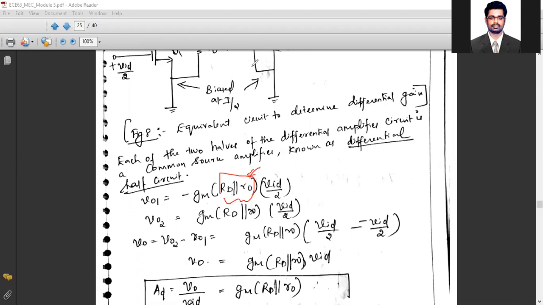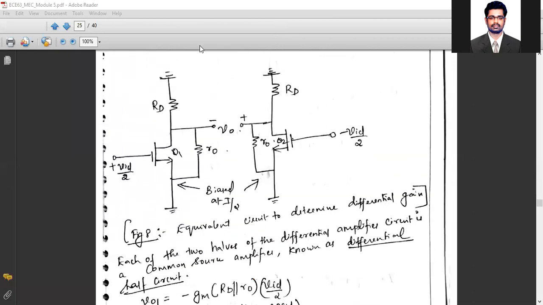Can you tell me why R0 is parallel with RD, referring to the above circuit? Are they sharing common terminals? Yes. Because if you see RD, it is connected to the drain and the other end is connected to the ground. And if you take R0, one end is connected to the drain and the other end is connected to the ground, where ground will be common, right? So by observation, we feel that RD is parallel to R0.